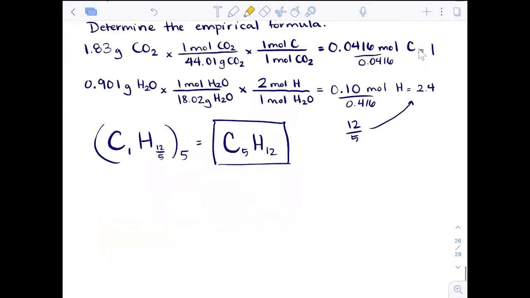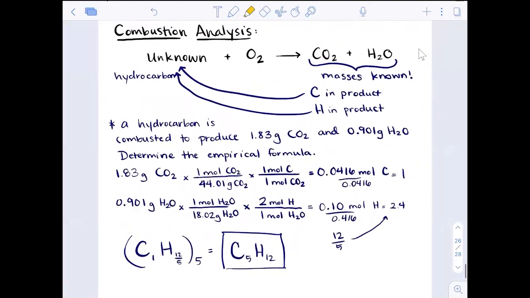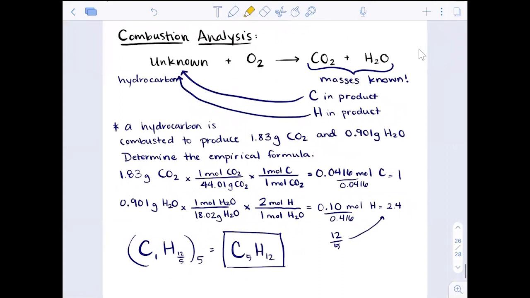Excellent. So there is our combustion analysis. There are more complicated styles of questions. We're going to do those in class. However, what this basis allows us to do is start to see how we can manipulate the moles and manipulate masses and data from the lab in order to find empirical and molecular formulas.